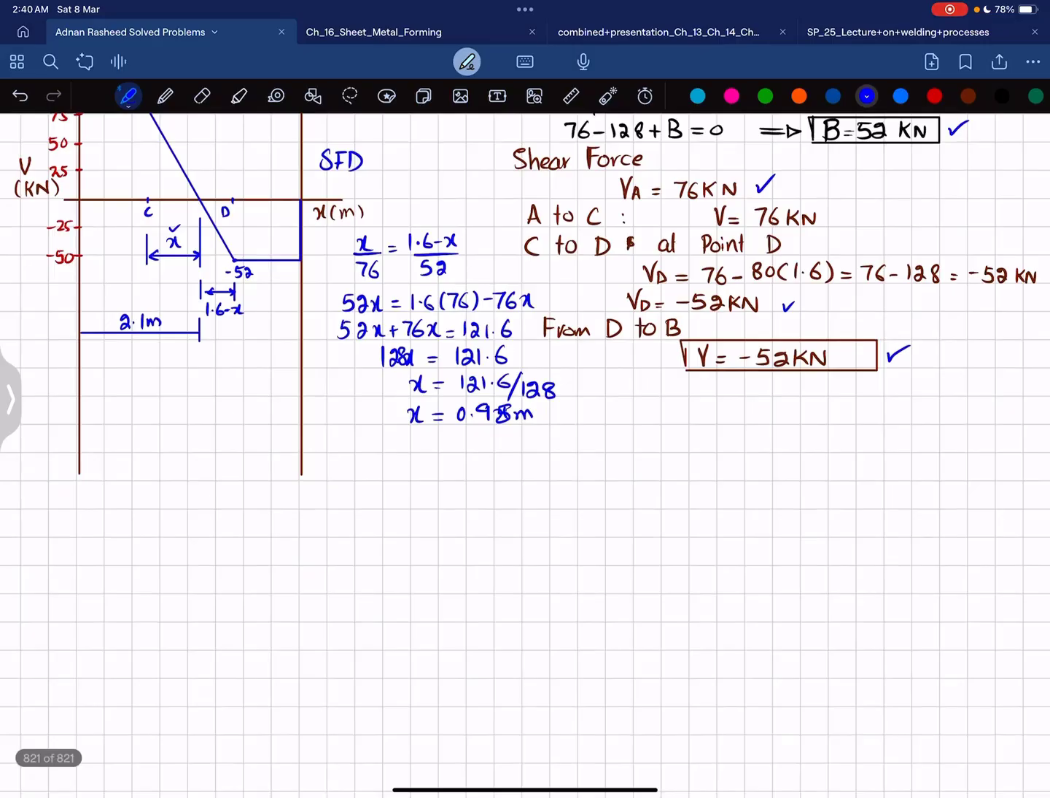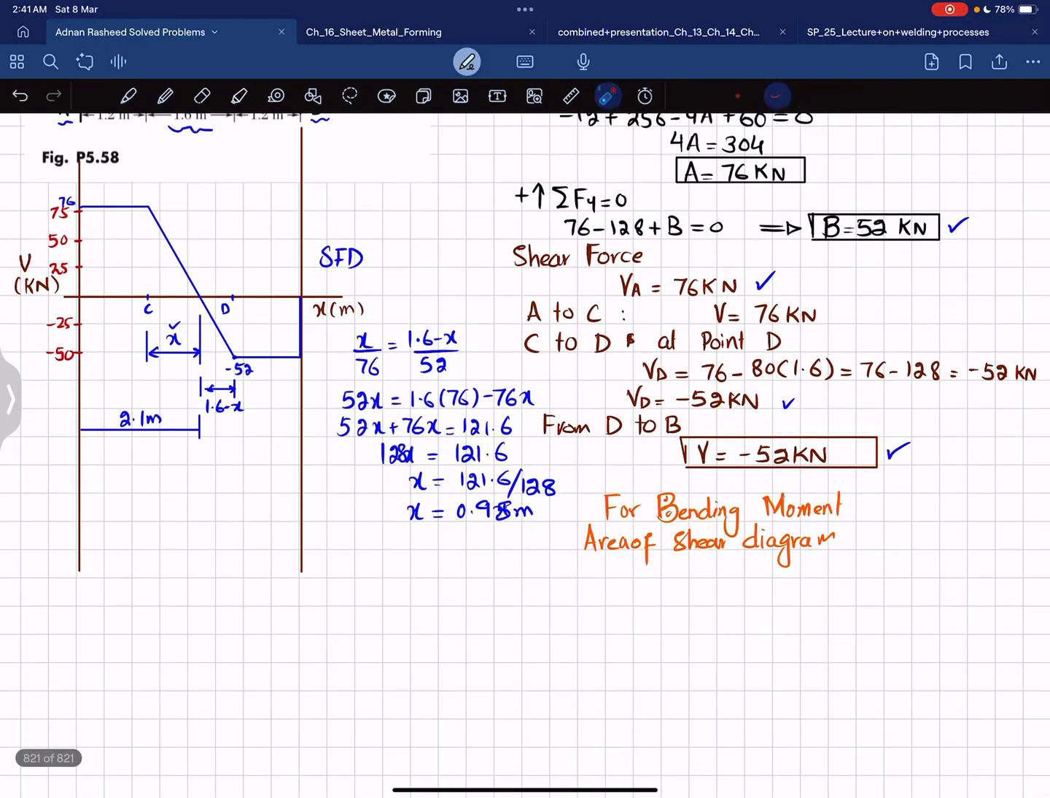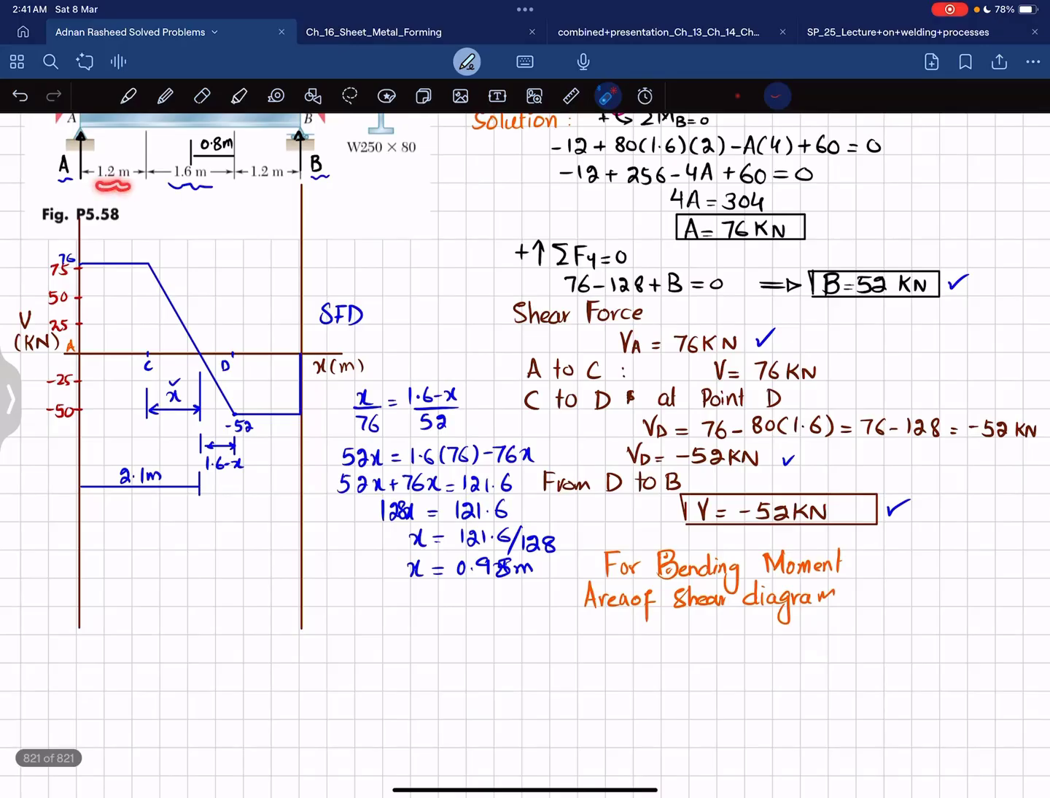For the bending moment diagram, we know that the bending moment can be obtained by taking the area under the shear force diagram. So first, the area from A to C. This is your point A, and this is your point C. This is the first area under the shear force diagram, and it is a rectangle here. So its area will be 76 multiplied by this length. This length is 1.2 meter. So I can write it from A to C.